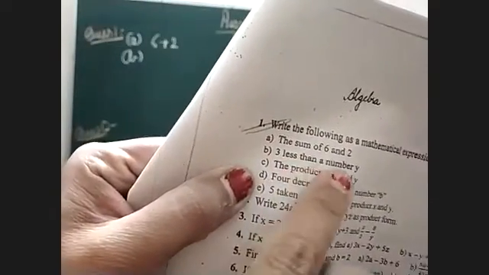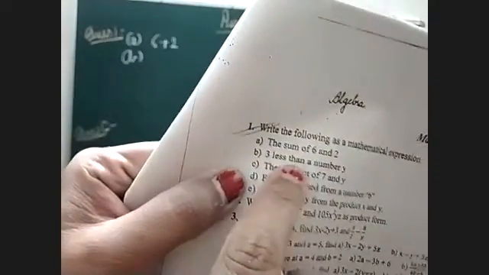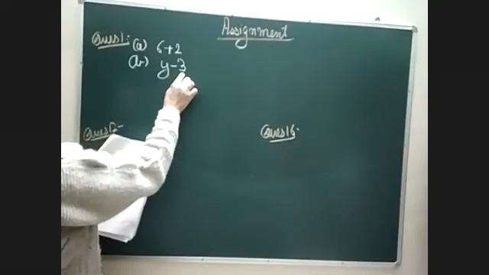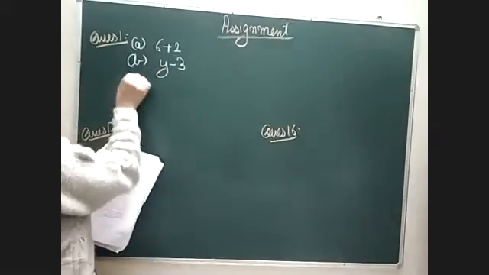Then is part B. I'm showing you from the assignment. 3 less than a number y. 3 has to be subtracted from a number y. That means your answer will be y minus 3. 3 less than a number y.